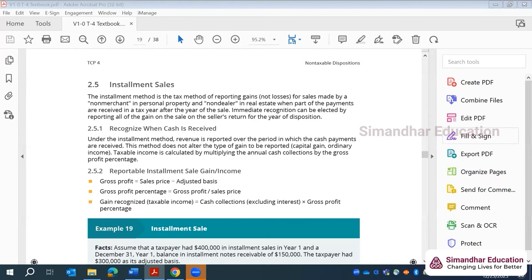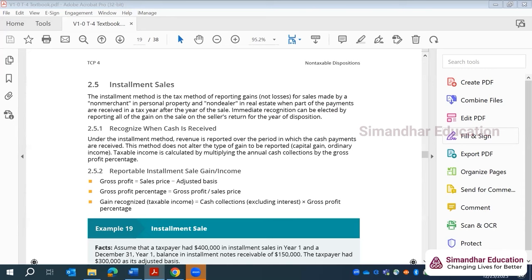Usually what happens, let's say that you sold a refrigerator for $10,000 and your cost for the refrigerator was $8,000. So you have a profit of $2,000. Ideally, you should be paying taxes on the $2,000, right? But there is a possibility that the person who's bought the refrigerator is not going to pay the entire amount in the next 12 months, right? In the same calendar year.